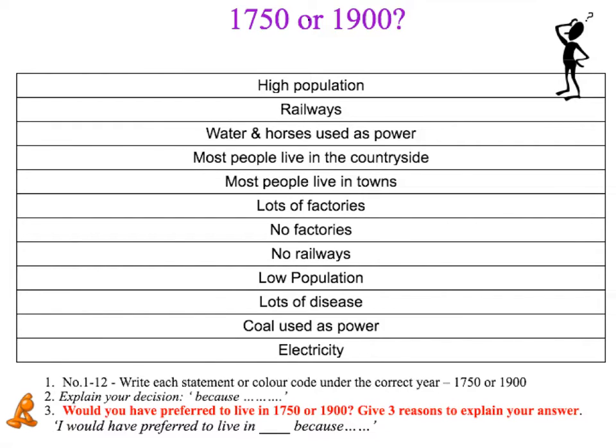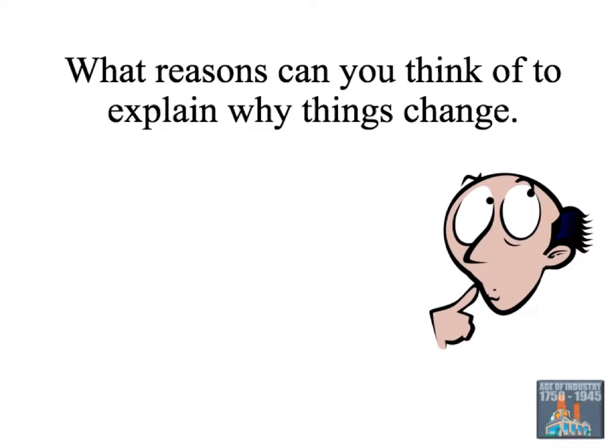Another extension question, would you have preferred to live in 1750 or 1900? And underneath, there's also the writing frame there as a prompt. Why did it change? So this will link into prior learning and prior understanding.